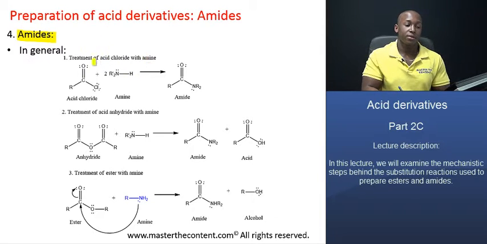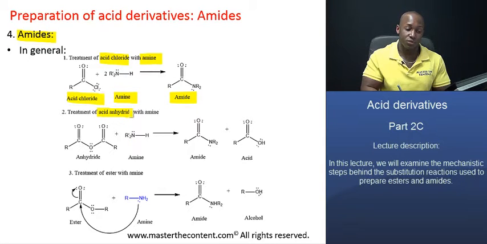So as you can see, if we wanted to make an amide, we could treat an acid chloride with an amine. An acid chloride and an amine would give us an amide. We could also treat an anhydride with an amine. An anhydride plus an amine would give us an amide and an acid byproduct. We could also treat an ester with an amine to give us an amide and an alcohol.